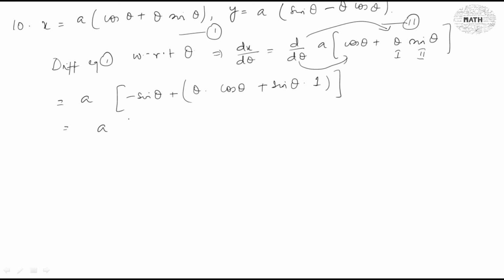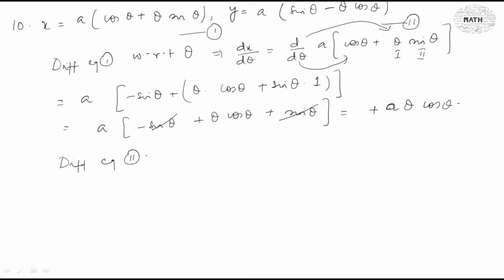So it will be a minus sine theta plus theta cos theta plus sine theta. So I cancel this with this, so I got the answer plus a theta cos theta. So that's all about the equation number 1, dx by d theta. Similarly, differentiating equation 2 with respect to theta.